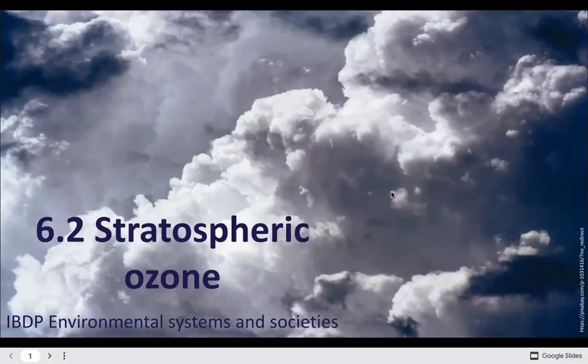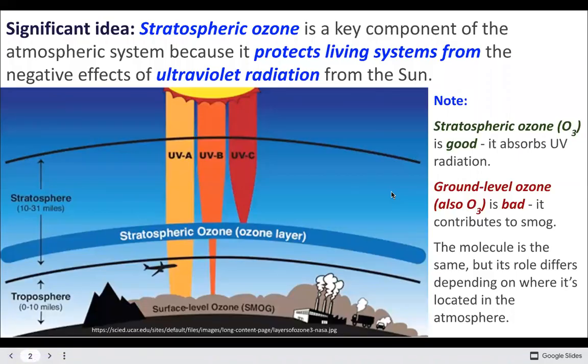2.2 Stratospheric ozone. So the stratospheric ozone is a key component of the atmospheric system because it protects living systems from the negative effects of ultraviolet radiation. And so there's different types of ultraviolet radiation. Luckily, it filters out mostly UVC, which happens to be the most harmful ultraviolet radiation.